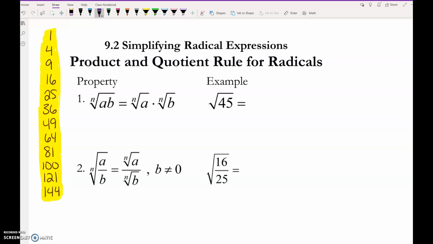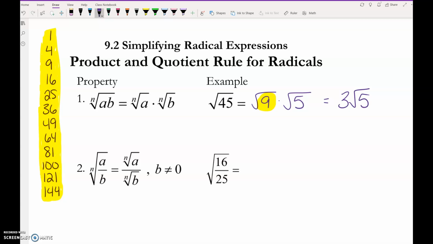When we simplify radicals, particularly square roots, you want to split the square root of 45 into the square root of something times the square root of something else. The first thing should really be a perfect square. So how can we split up 45 using the numbers over there on the left? 9 and 5. The square root of 9 is 3. So this is 3 times the square root of 5.